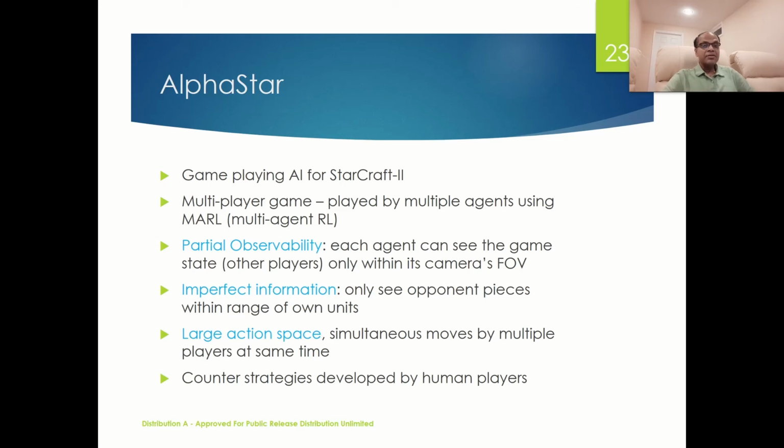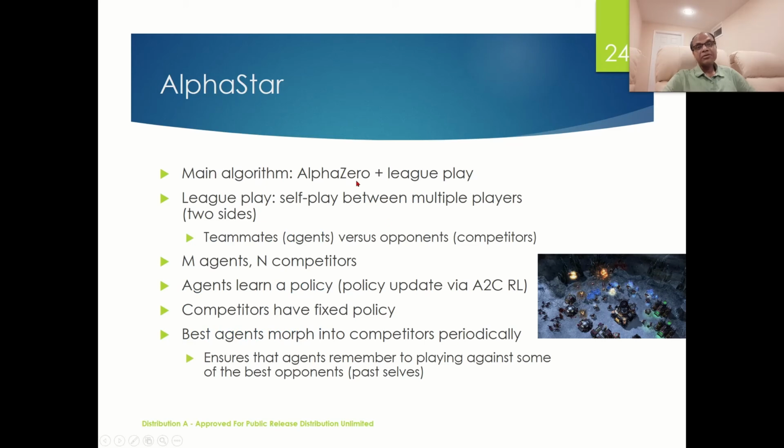Okay. So the main algorithm is basically our AlphaZero algorithm, but in this, DeepMind introduced a technique called league play. League play basically extends self-play, but now because you have multiple players, it's self-play between multiple players. And these players are still organized in two sides. You have the friendlies and you have the opponents, but still it's between multiple players. These two sides are called the teammates or agents versus the opponents or the competitors. I will use the language they have used in the paper, which is friendlies are called agents and there are M agents, and the opponents are called competitors and there are N competitors.